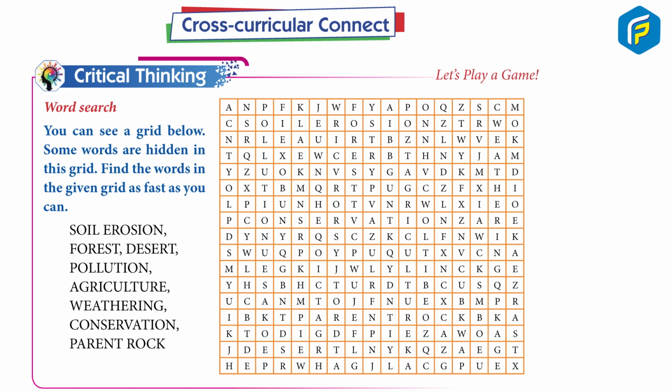Cross-curricular connect. Critical thinking. Let's play a game. Word search. You can see a grid below. Some words are hidden in this grid. Find the words in the given grid as fast as you can. Soil erosion, forest, desert, pollution, agriculture, weathering, conservation, parent rock.